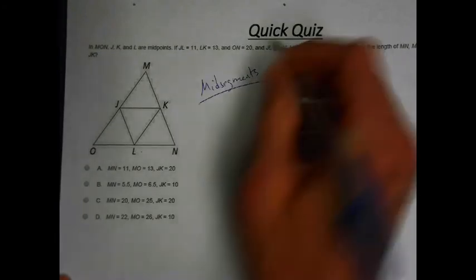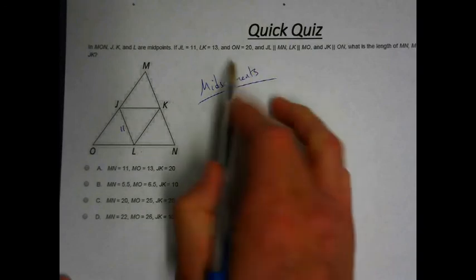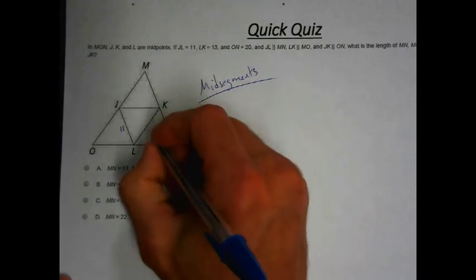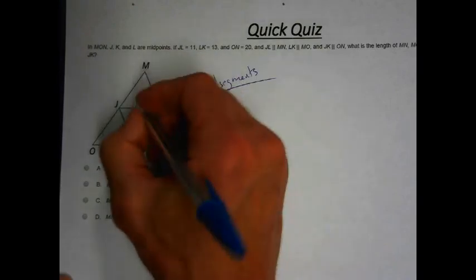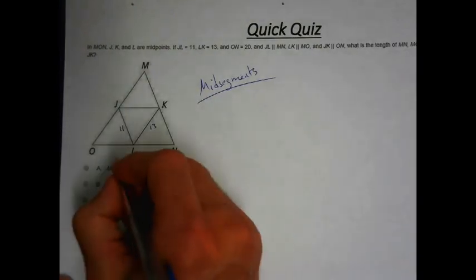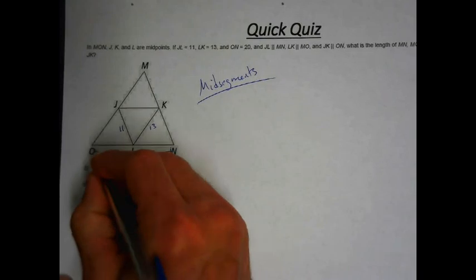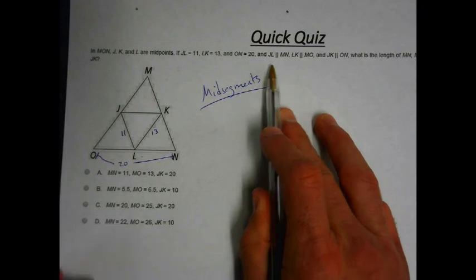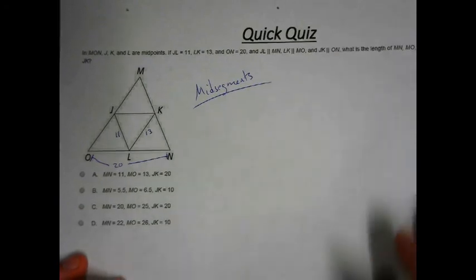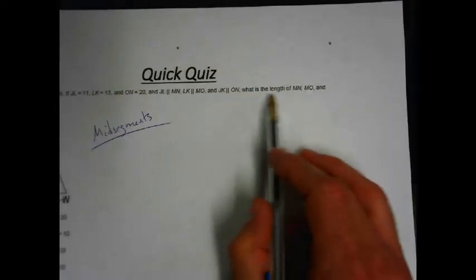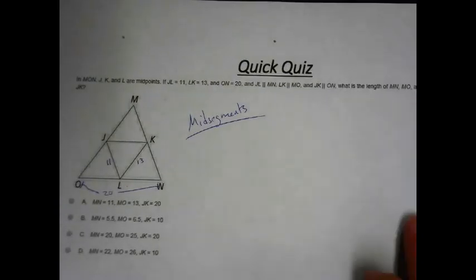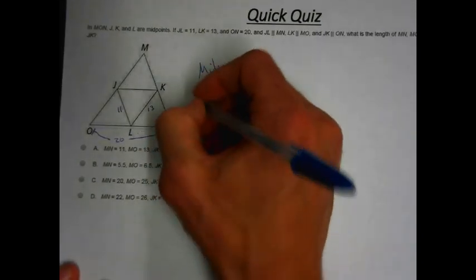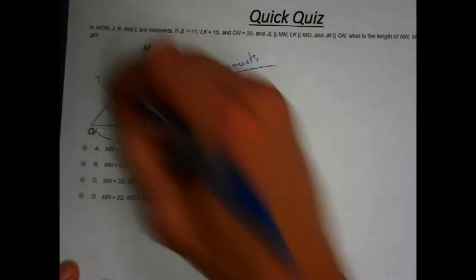It says JL is 11. That's helpful to know. LK is 13. That's helpful to know. And ON is 20. ON is 20. Oh, so way down there is 20. So from O to N is 20. Well, it just says JL is parallel. We don't need that information because we have J, K, and L are midpoints. So we actually don't need this parallel information. We just need to go on to the question. What is the length of MN, MO, and JK? So what is the length of MN, right, way out here, MO, way out here, and JK, way in here?